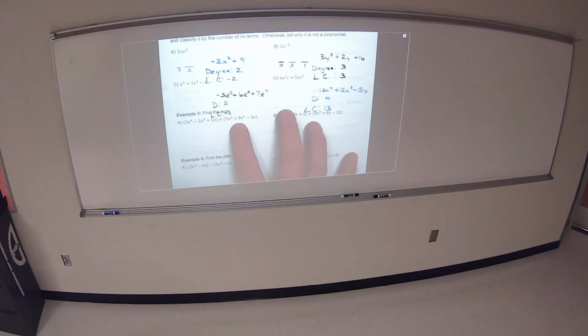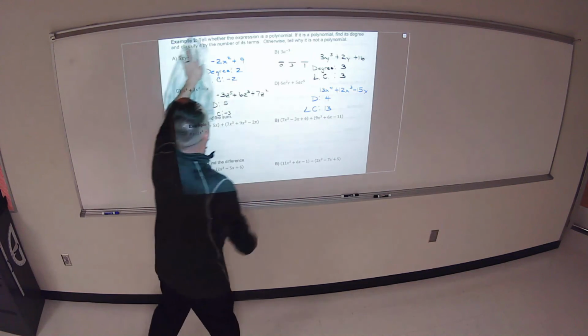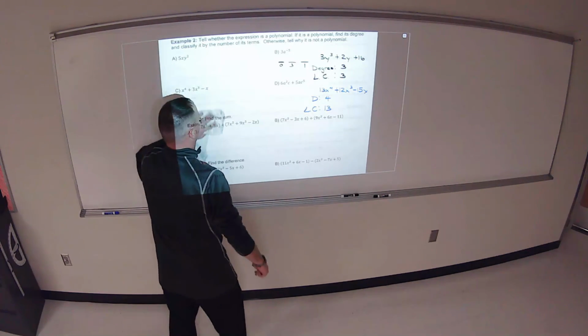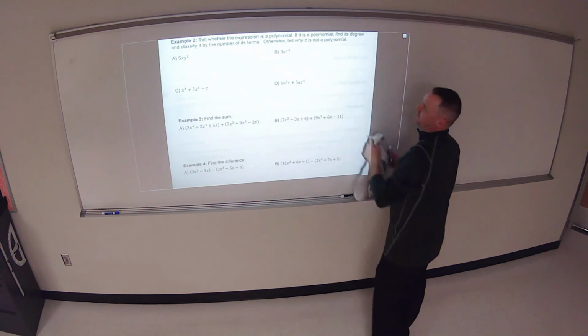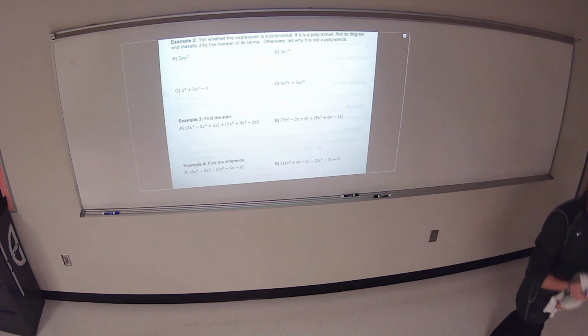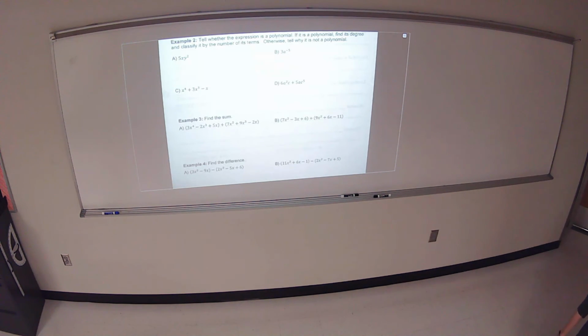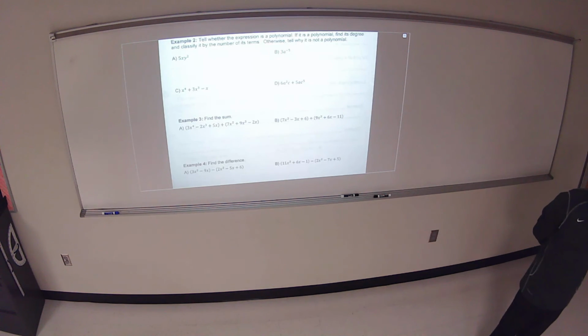Alright, I got about 3 minutes here before I have to sign my homework, so let's take a look real quickly at example number 2. And this is why we don't try to teach this entire lesson in one day. It's way too much. Tell whether the expression is a polynomial. If it is a polynomial, find its degree, and classify it based on the number of terms. Otherwise, tell why it's not. Alright, so number 2a, 5xy squared.